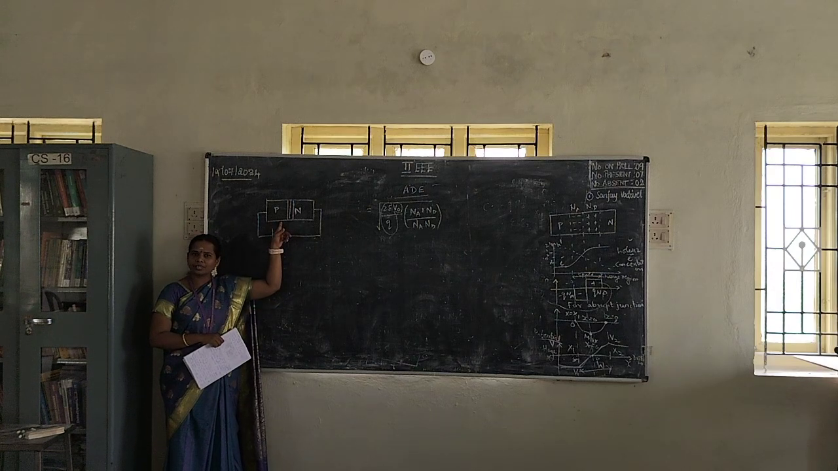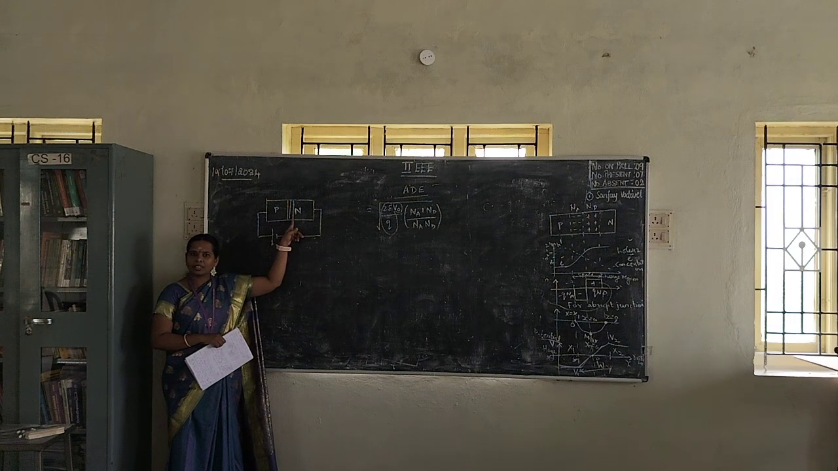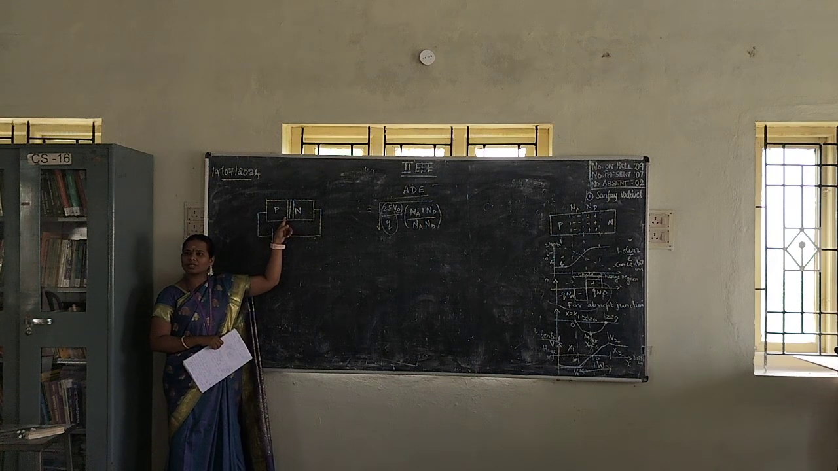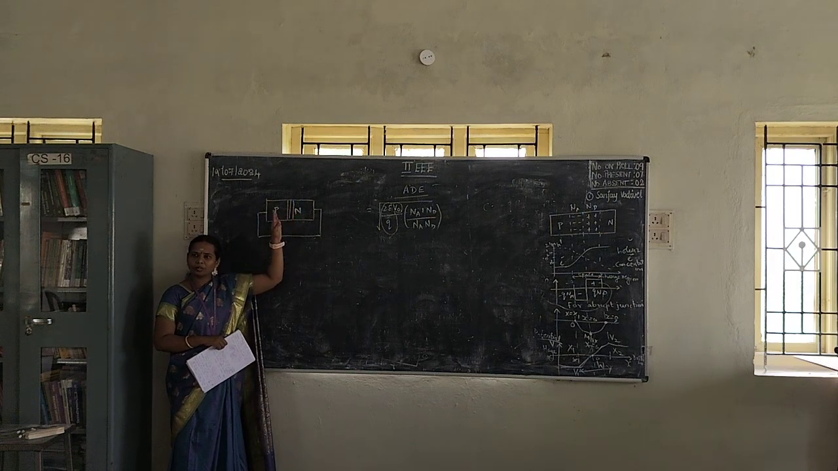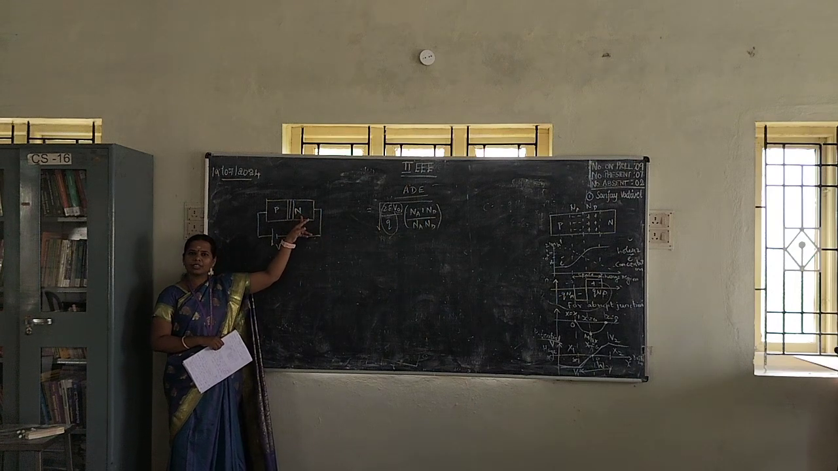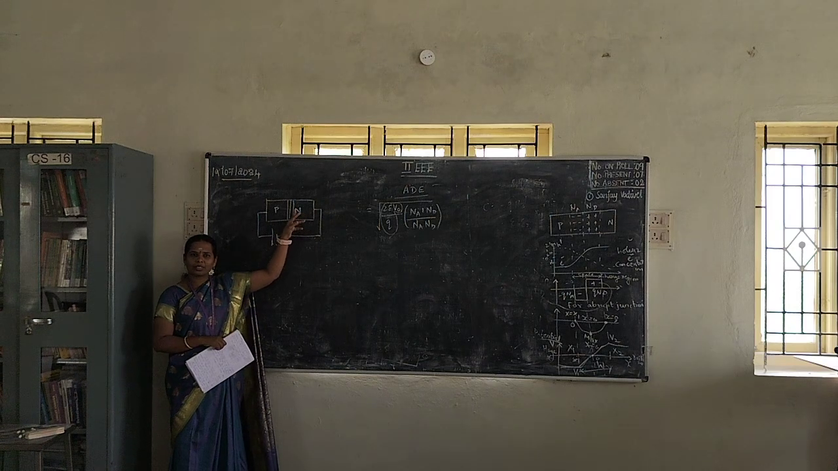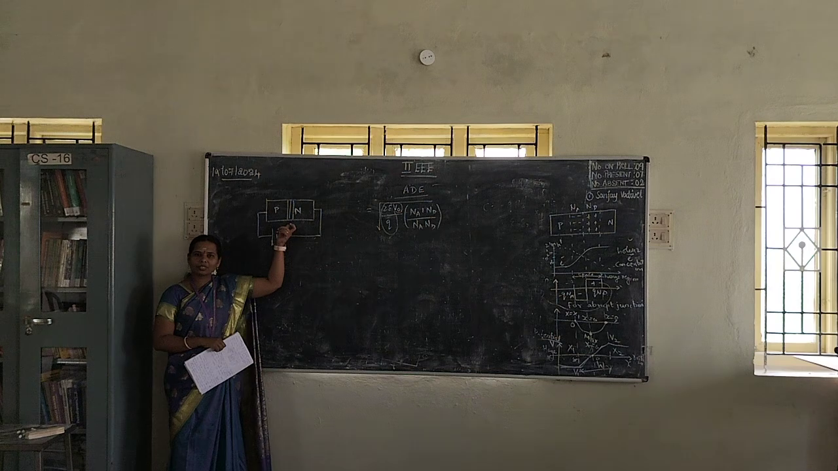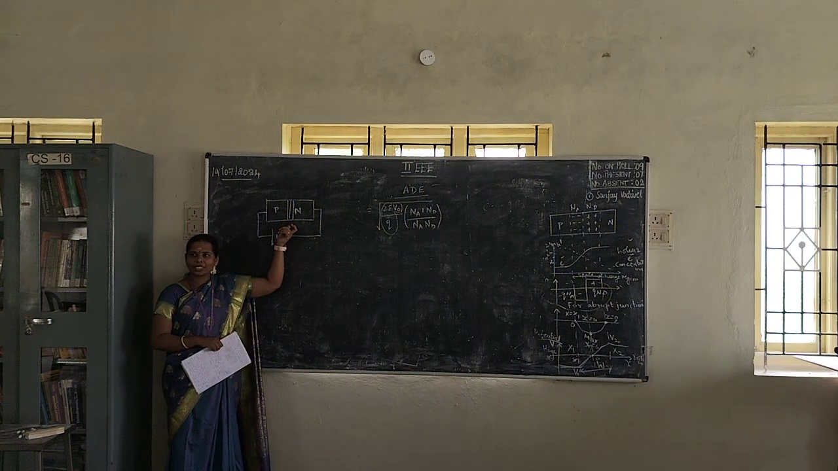Forward bias is where we connect the battery. The positive terminal repels the holes of the p type. The positive is connected to the p type. Because of repulsion, the holes move towards the junction region. Likewise, the negative terminal is connected to the n type. So the electrons also move, repelled. Because of repulsion, they try to cross the junction. So the junction barrier is reduced.